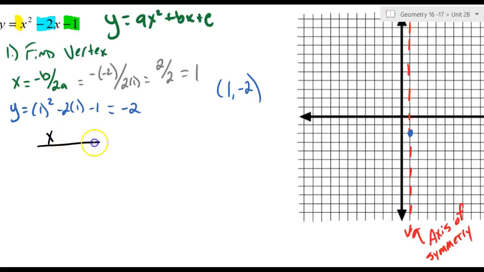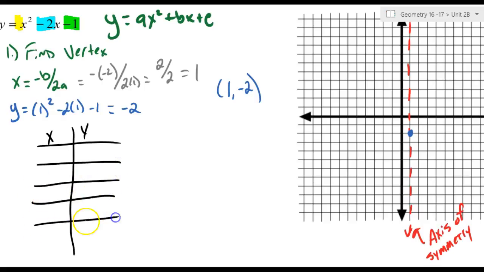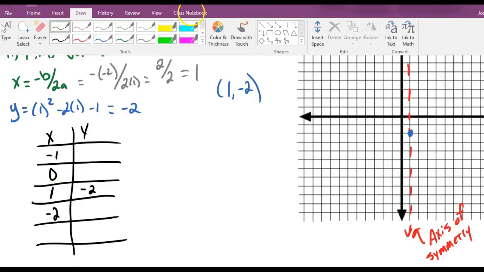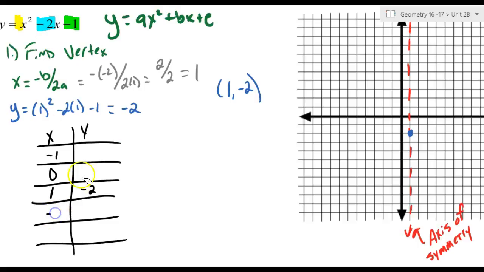Now we're going to create our t-chart. We're always going to create 5 places to put in. So 1, 2, 3, 4, and then 5. In the middle, I'm always going to put that vertex because it's in our middle. And I'm going to choose 2 x values that are immediately smaller than 1, so 0 and negative 1, and 2 numbers that are immediately larger than 1, positive 2, and positive 3.